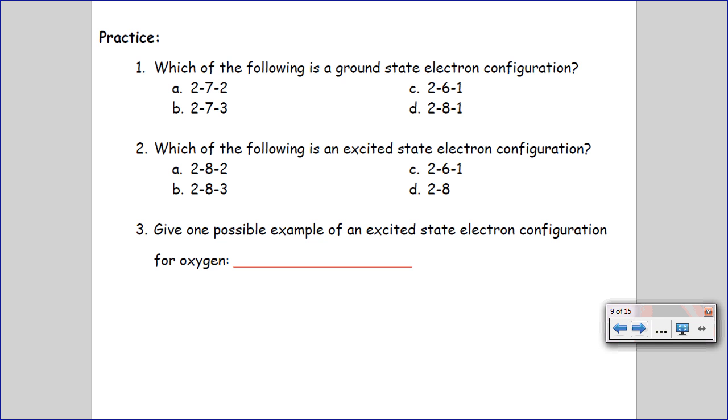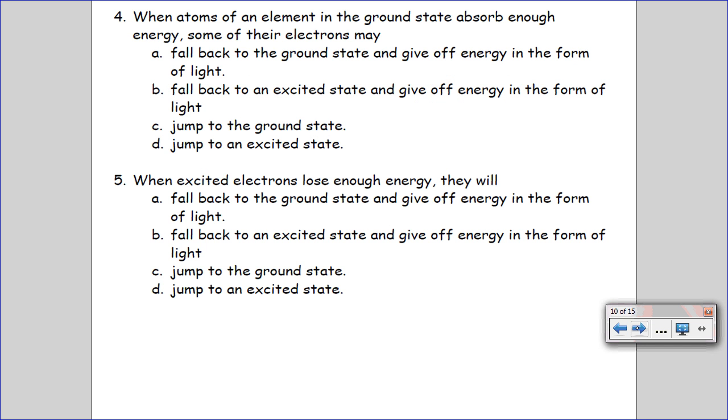So in the practice, you're going to have to identify which element has a ground state or which element has an excited state just by looking at the configuration. Also, I'd like you to give one possible example of an excited state electron configuration for oxygen. I'll tell you that the ground state for oxygen is 2-6. All right, and there's some more practice here. When atoms of an element in the ground state absorb enough energy, some of their electrons may jump up.